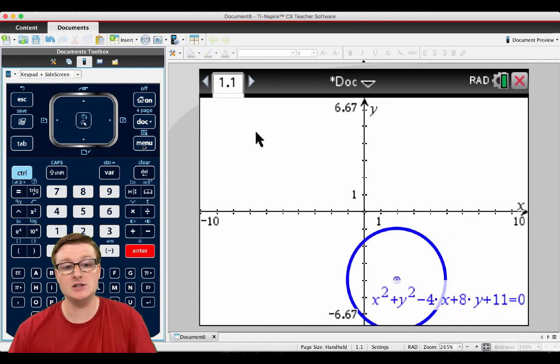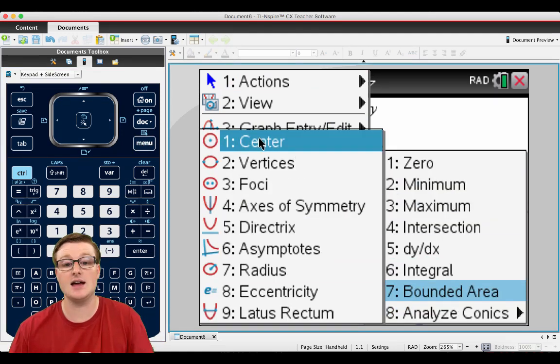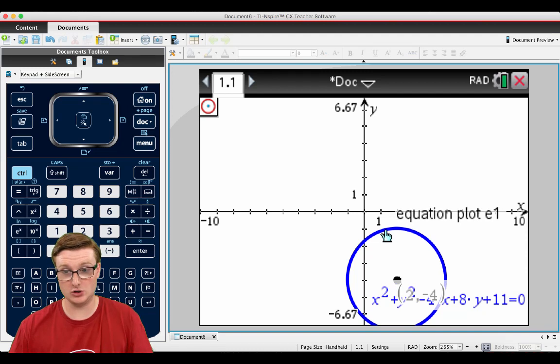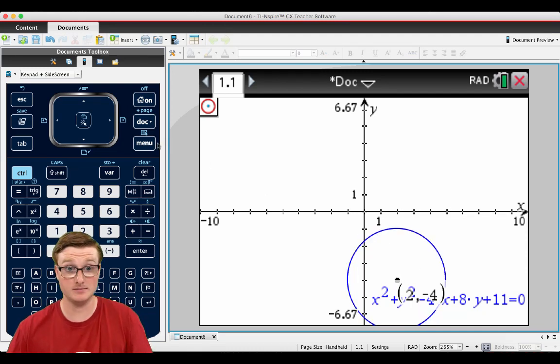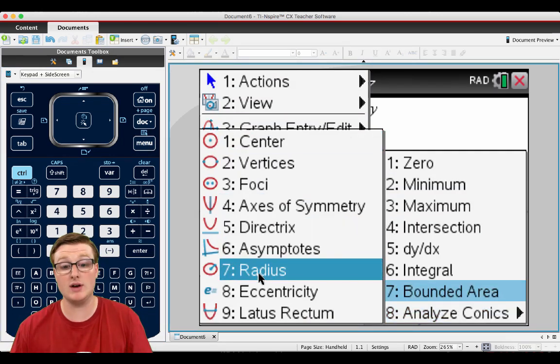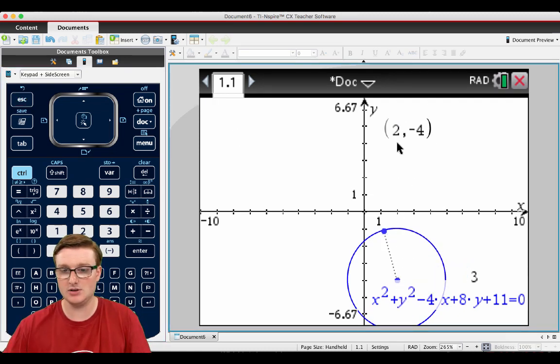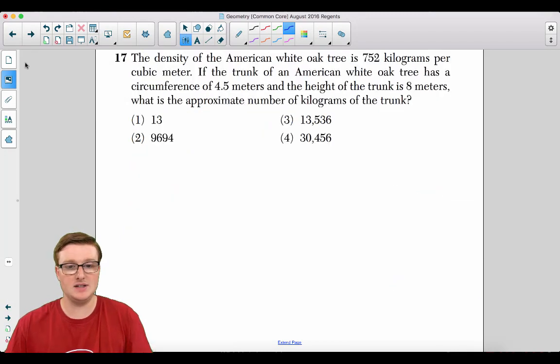Now what you could do is click on Menu, Analyze Graph, Analyze Conics, and click on Center Point. Hover over the circle, and it produces (2, -4). Do the same thing to get the radius. Menu, Analyze Graph, Analyze Conics, and now we're looking at the radius, which if you hover over the circle, you get 3. And that is how you match up your answer. All right, so that is your center, and that is your radius. Cool.